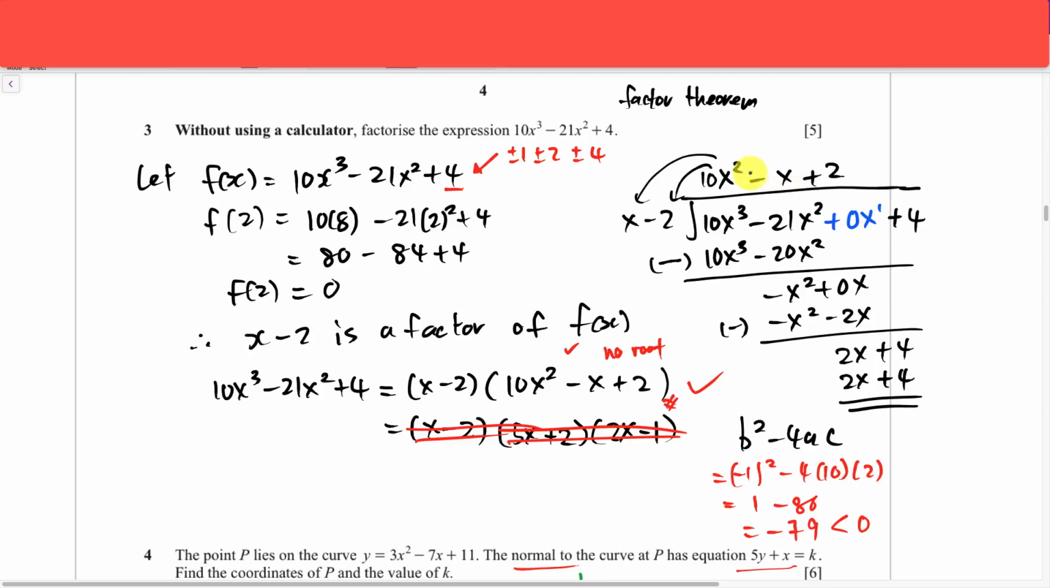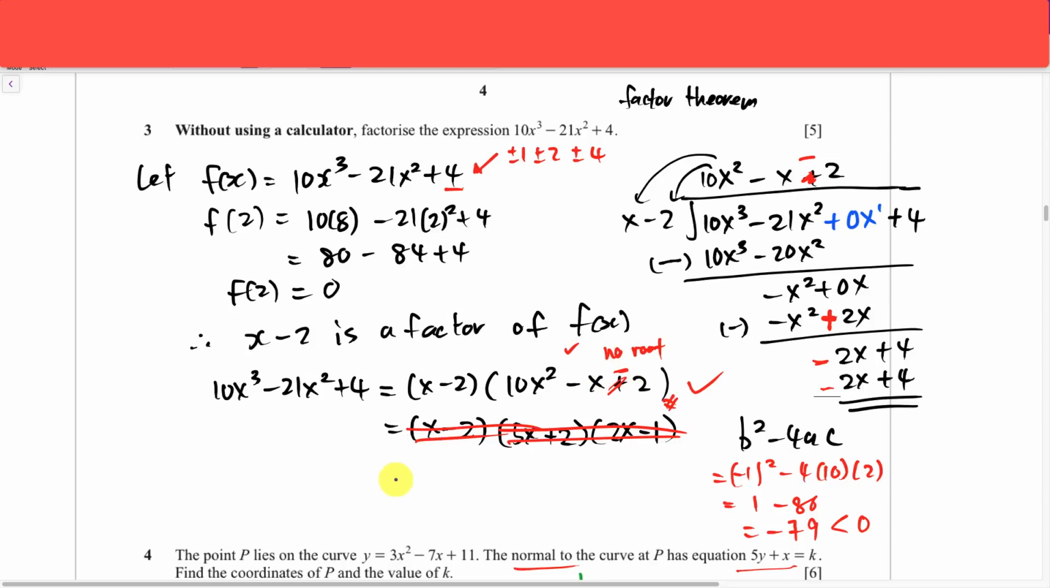Because this is negative x, right? If negative x multiplies x, I get negative x squared. But when negative x multiplies negative 2, I will get positive 2x here. So if I get a positive 2x here, when I minus, I should get negative 2x plus 4. So this is the reason why this should be negative 2. Negative 2 multiplied by x gives negative 2x, and negative 2 multiplied by negative 2 gives positive 4. Therefore, this one should be negative here.